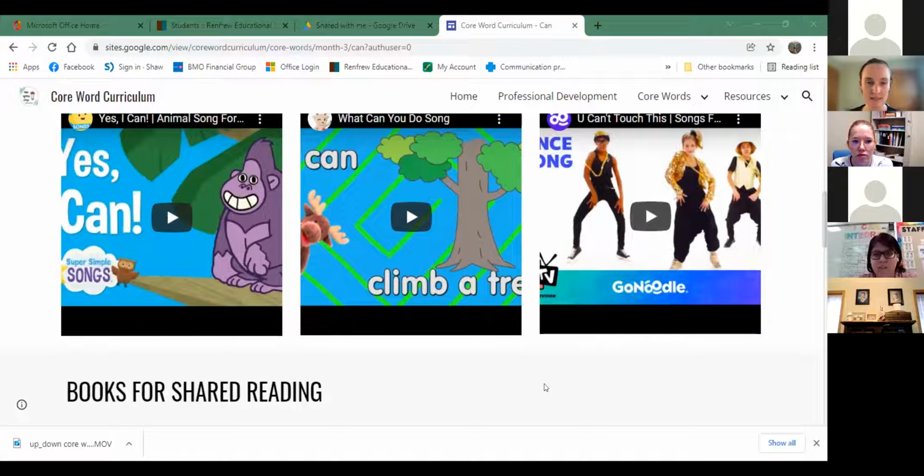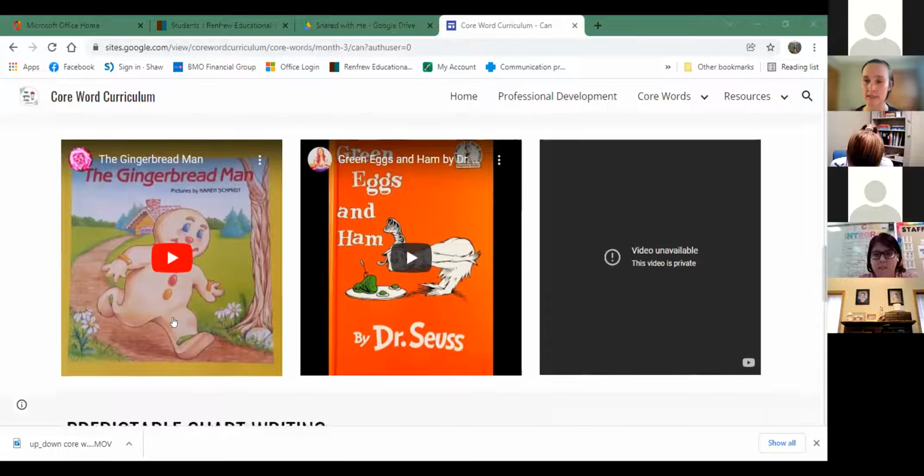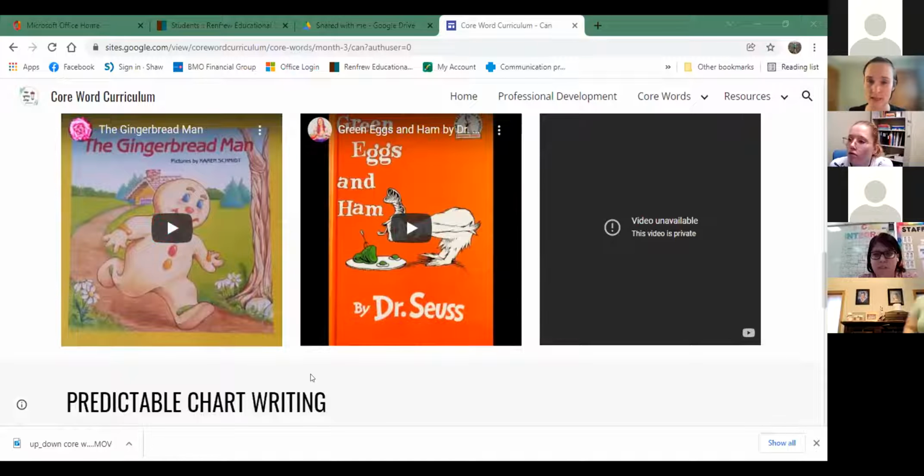And then again, embedded in there are YouTube videos of books being read. Obviously, if you can find actual books that kids can touch and feel and turn the pages on, that's good too. That's part of the experience of learning to read for sure. But sometimes it's nice to be able to show the whole class each page of the book at the same time. So you have the YouTube links in there. Again, if you have other books that happen to target those words, we're doing CAN right now.